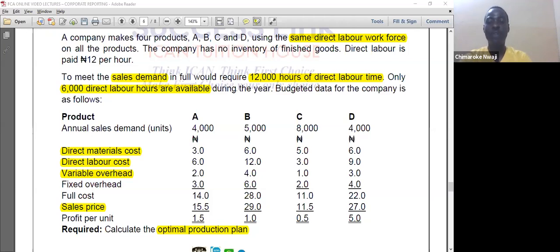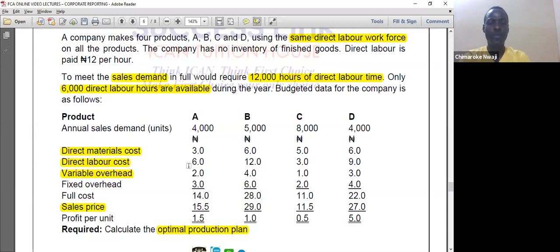Now that we've found the first step, contribution per unit, second step, look for the limiting factor. They have told us it's labor. So we have identified the limiting factor, that's labor. Okay, now we need to do step 3. Step 3 is to identify your limiting factor per unit.